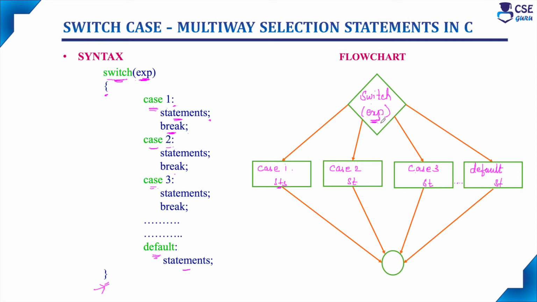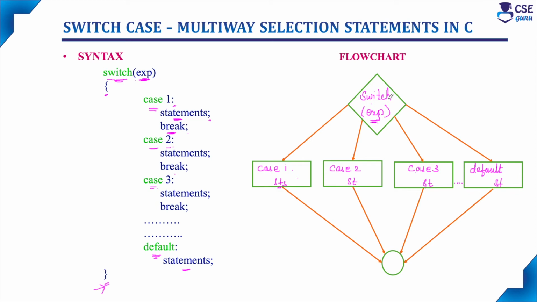Suppose this expression matches with case 3, it will execute only the case 3 statements and control will transfer out of the switch statement. In case none of the case statements match this expression result, then by default it will go to the default statement, execute the statements present in the default, and control will transfer out of the switch statement. So all the cases are nothing but alternatives, including default, which is one of the alternatives. Any one alternative at a time will execute and it will exit from the switch statement. So this is the purpose of the switch case statement.